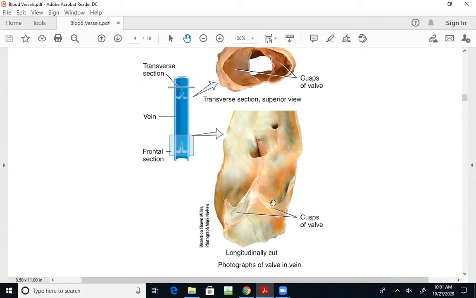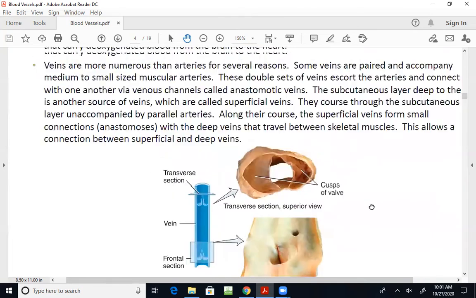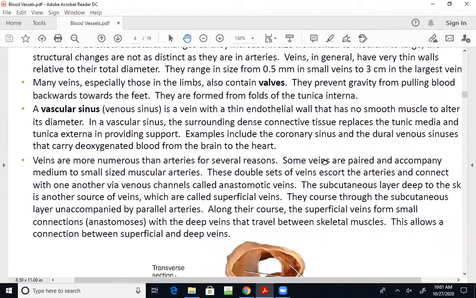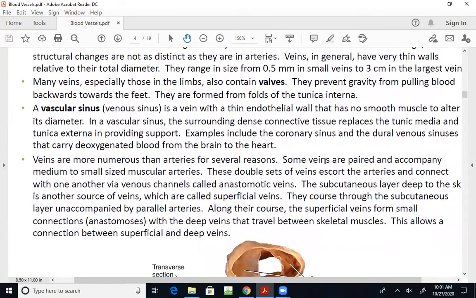Here we can see it's like that first page where we showed it in that longitudinal section. Not something I'm going to ask you to identify as far as the pictures go, but valves are formed from folds of the tunica interna.